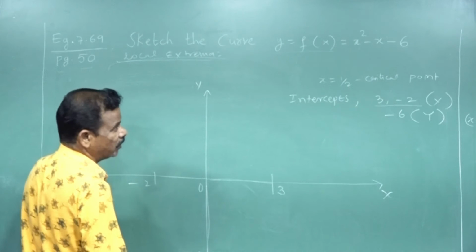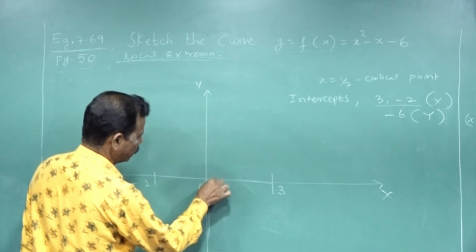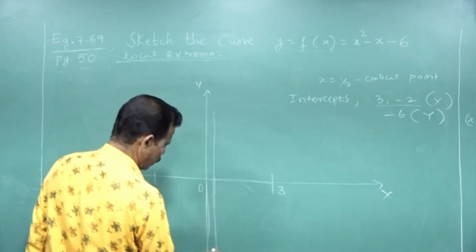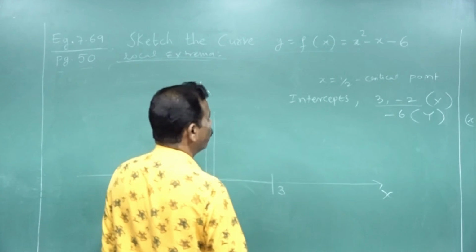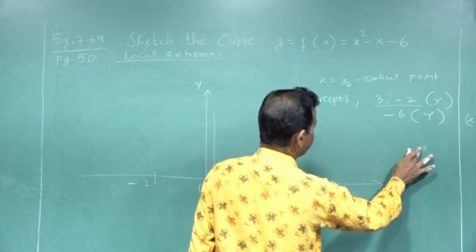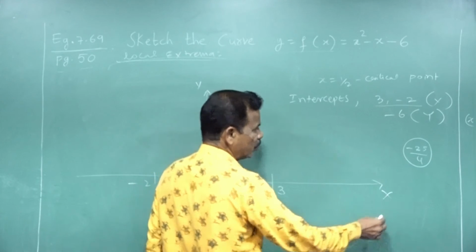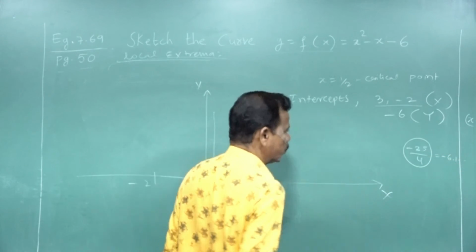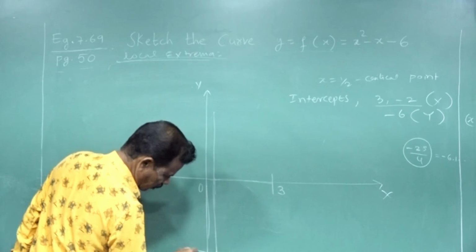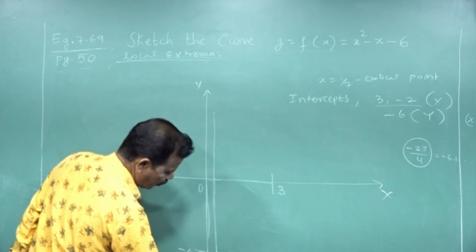Before going to that, this is the critical point, x equals 1/2. At the critical point 1/2, what value came previously? Minus 25 by 4. That is approximately minus 6.1, so it is a little below minus 6. This is minus 6, and this is minus 25 by 4.